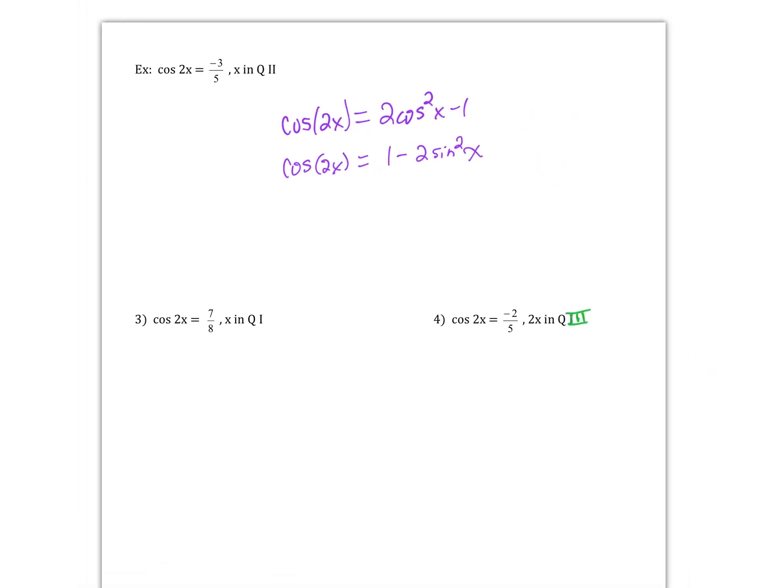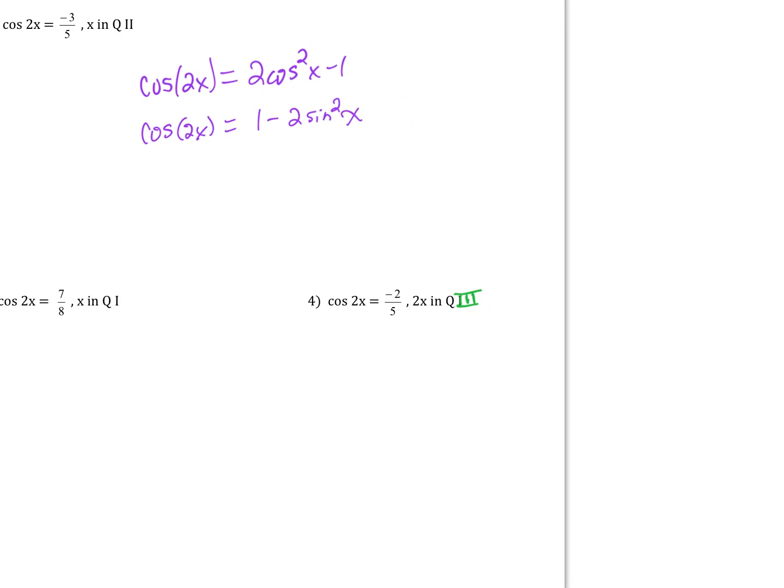Fix this typo for me. We're actually going to look at number 4 first. And there's a typo there. It says 2x in quadrant 1, I think, on your paper. I want you to fix it so it says quadrant 3. Okay.